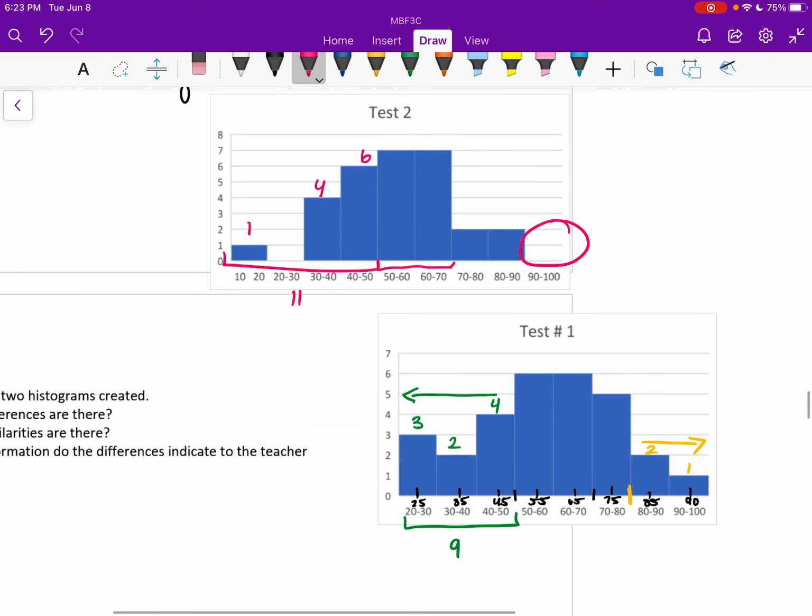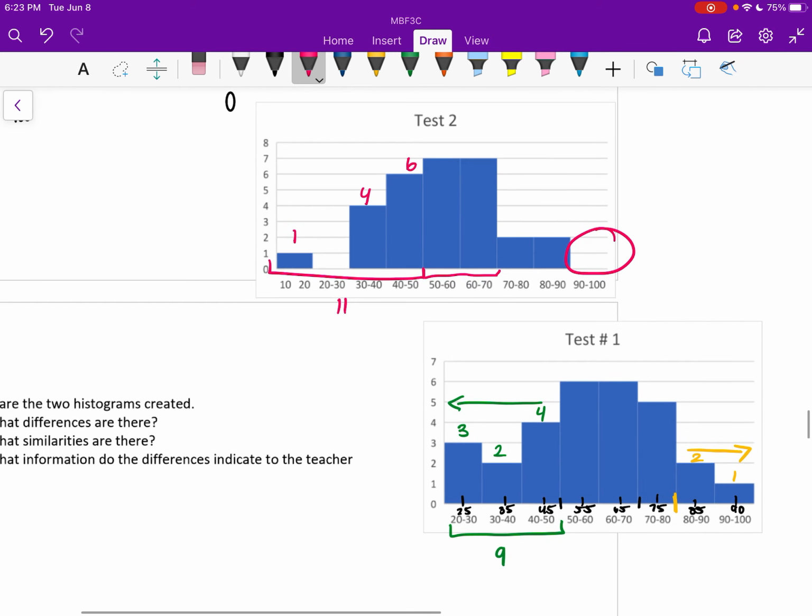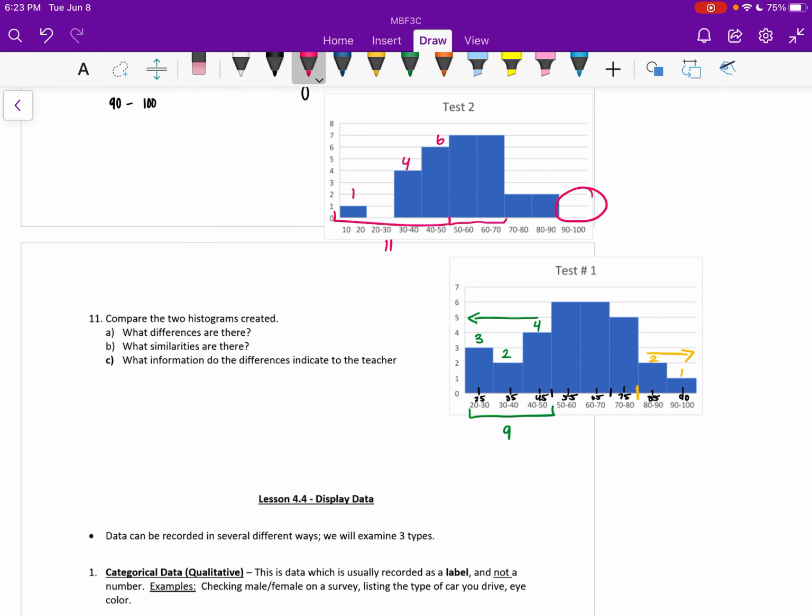And what the information might indicate to the teacher is that test number 2 was actually harder than test number 1. So they might want to go back and look at how students did. They might want to go back and think about how they were evaluated. They might want to go back and see, okay, do I need to reteach some things? Were some of the questions not hard enough or too hard? So it's a good way for a teacher to gauge just by looking at these distribution charts, like, okay, where did my students struggle, right?